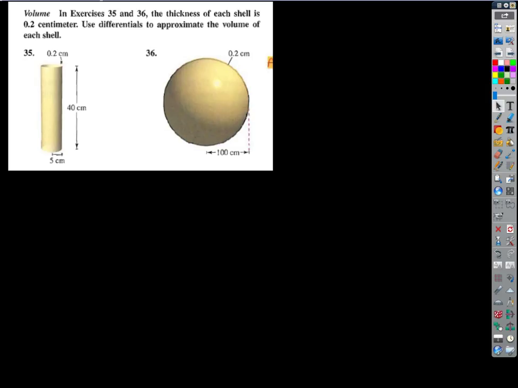Okay. In this one, though, if we're actually trying to calculate the approximate volume of the shell, what we're actually looking for is dV, right? Our approximation is dV. How much did the volume change? This time we're not asking how much does the volume change. We're saying, if we take this one little change in radius, how much additional volume does that give us? It's a different meaning.